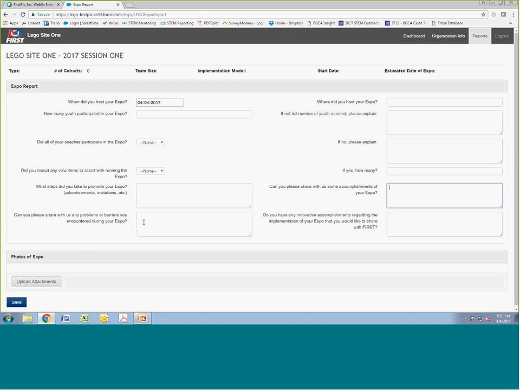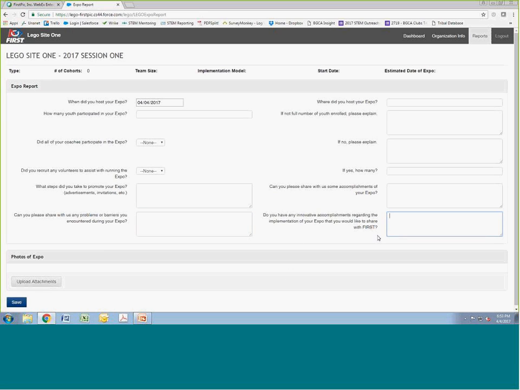Here, if you could please share with us any problems or barriers that you encountered during your Expo. Especially if any part of the required portion of the Expo was not able to be completed successfully, this is where you would share that with us.